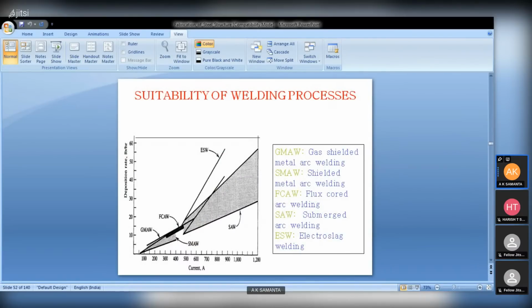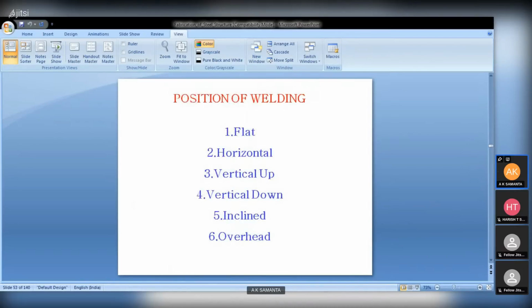Now, suitability of the welding process is given here, though it is not of much interest nowadays. Here it is only telling that FCAW or ESW, that is electro slag welding, is the faster welding method. But nowadays, as we are quality concerned, we prefer quality welding rather than a faster welding method.